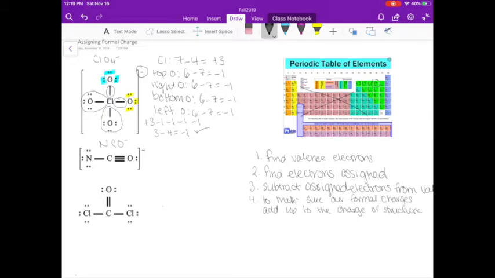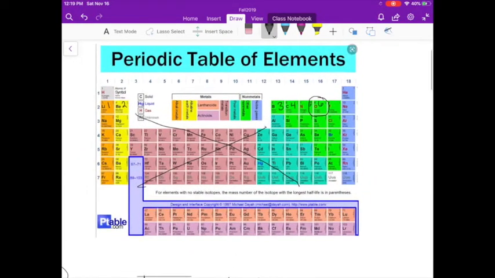And it also has a -1 charge. So first we have a nitrogen atom, then we have a carbon and an oxygen. Alright, so let's start with our nitrogen.